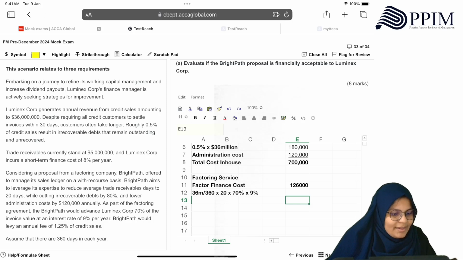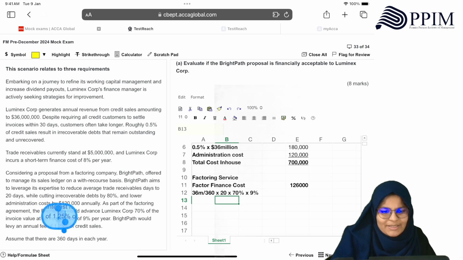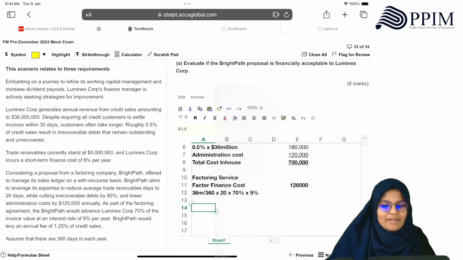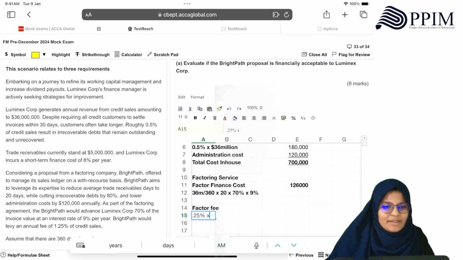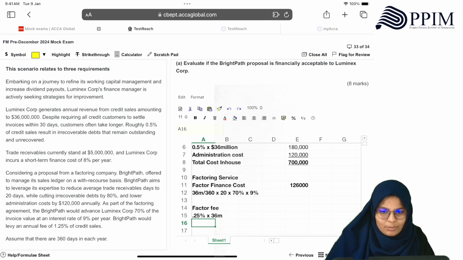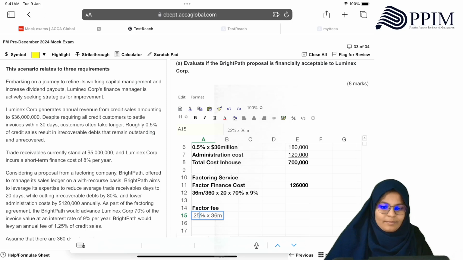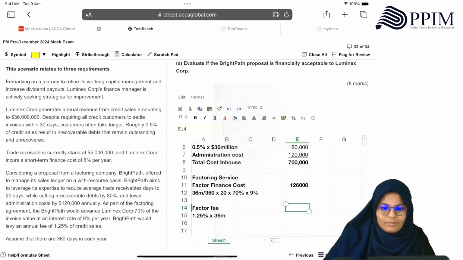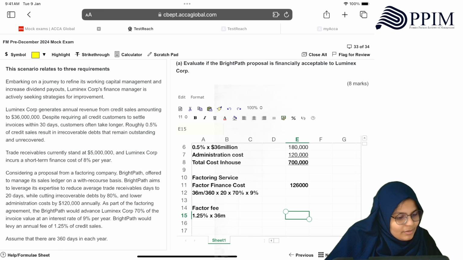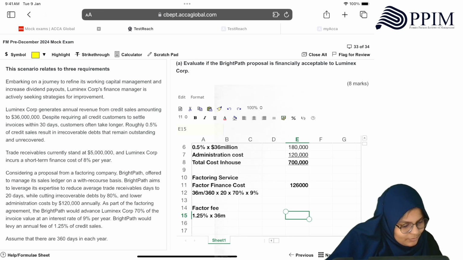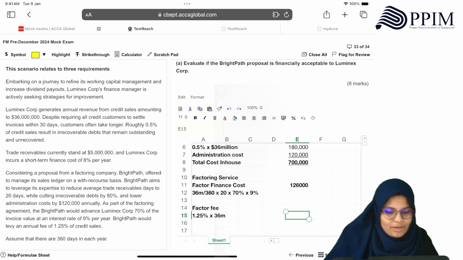Then they are telling me that they will charge a factor fee of 1.25% of credit sales. So I can put that easily, factor fee 1.25%. Credit sales was 36 million. Not 0.25, 1.25. So that will be 48,000. Sorry, not 48,000, 1 second. 450,000.